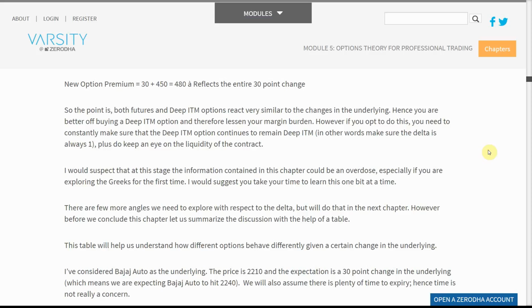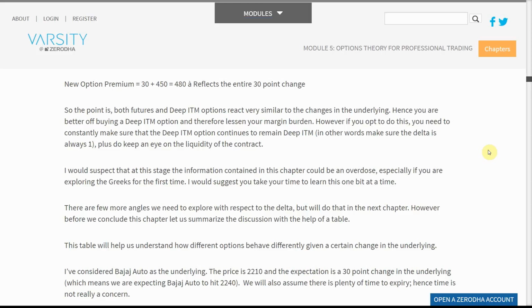However, if you opt to do this, you need to constantly make sure that the deep ITM option continues to remain deep ITM. In other words, make sure the delta is always 1. Plus, do keep an eye on the liquidity of the contract.